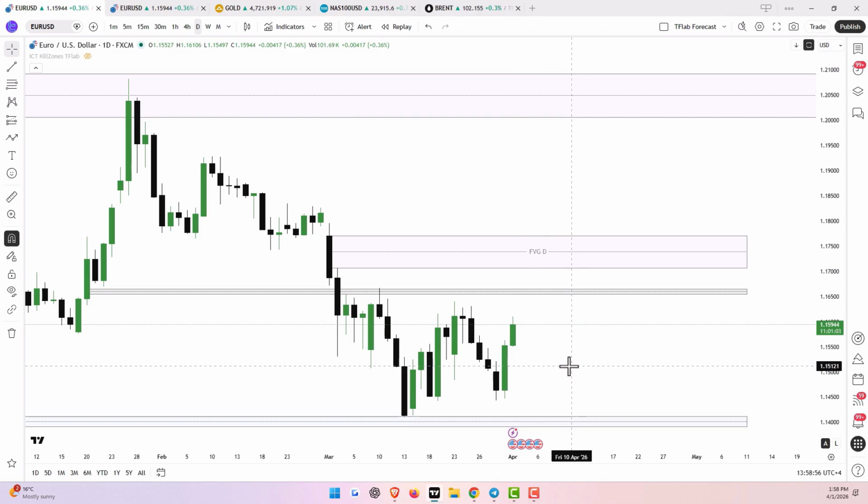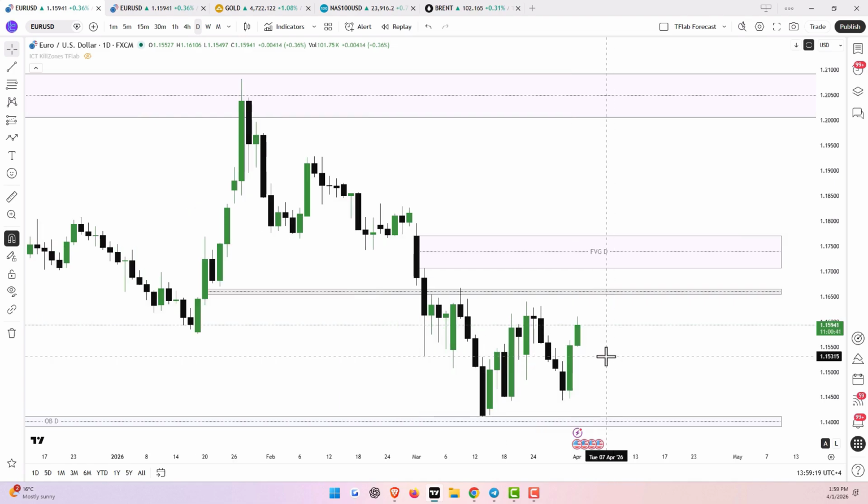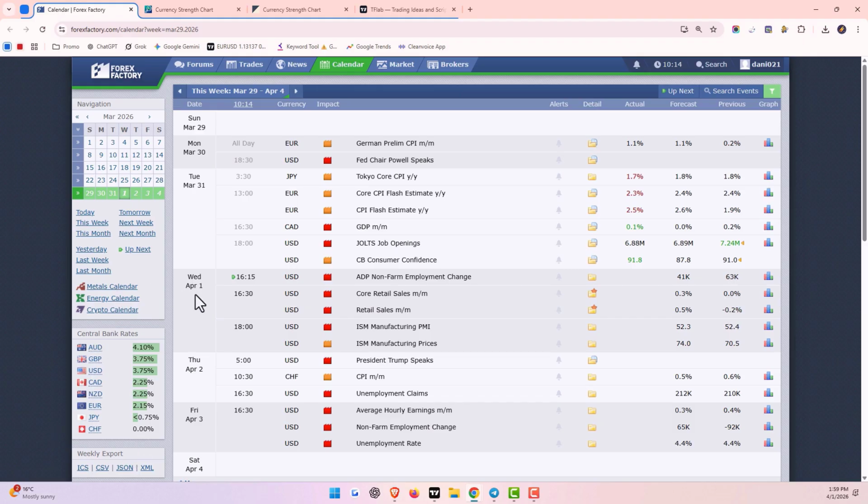the 1.1594 range. The most important support zone we can consider for this pair's price in the medium term remains the daily order block. We're currently reviewing the economic calendar.